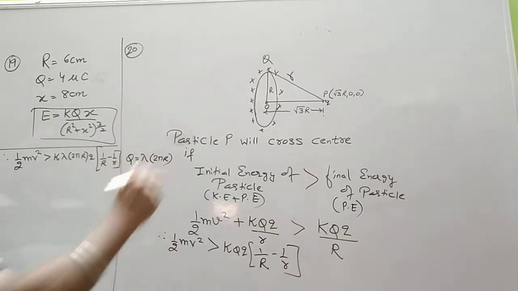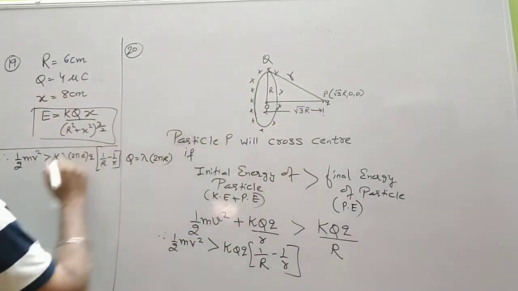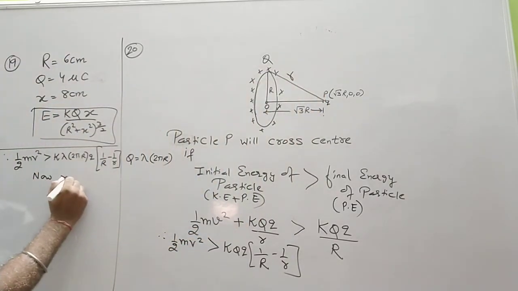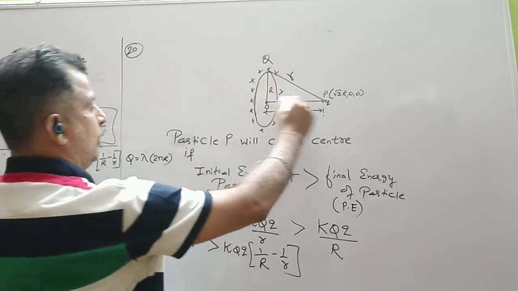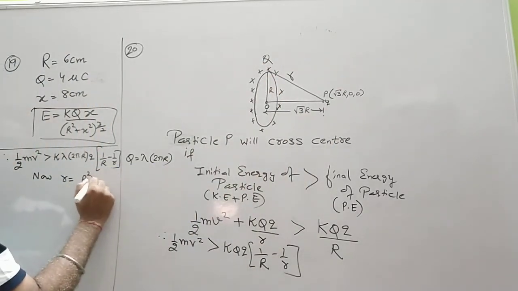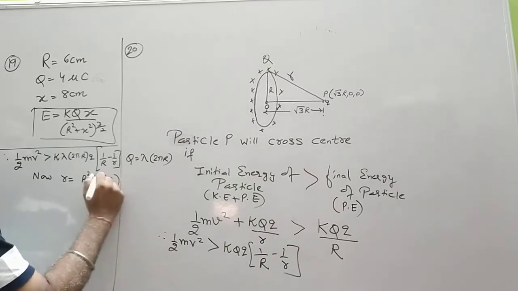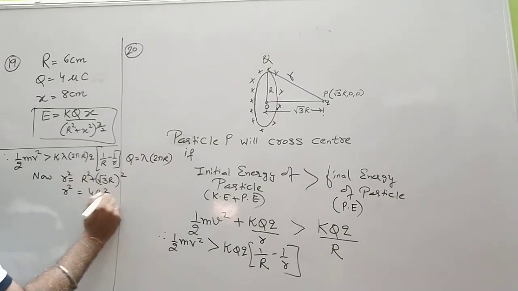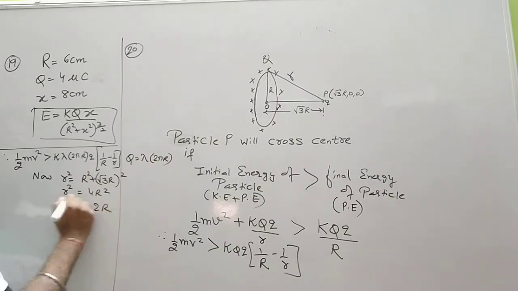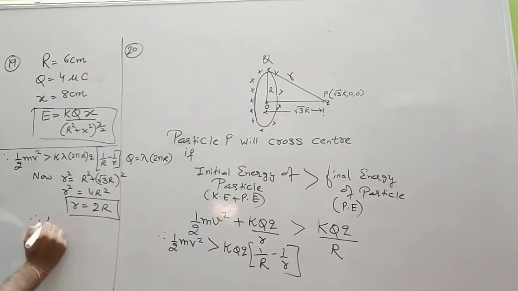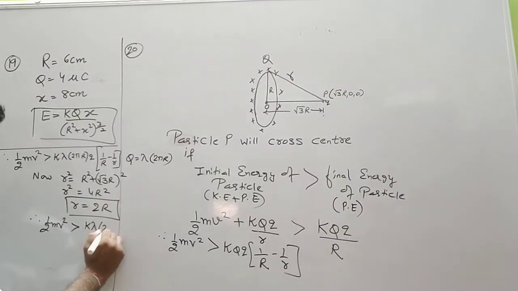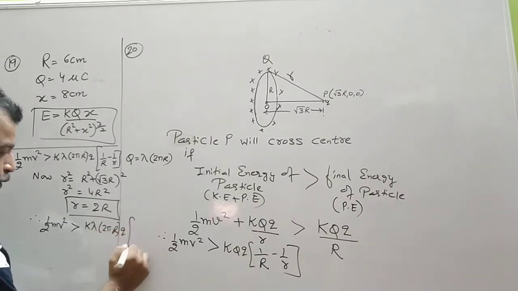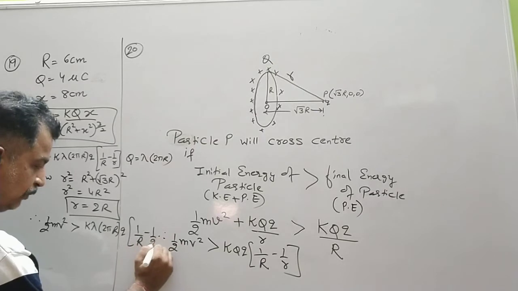Now from the geometry, if we take the Pythagoras theorem, R square is equal to r square plus root 3 r square. So that is equal to, R square is equal to 4r square. So R is equal to 2r. So capital R is equal to 2r. Therefore, half mv square is greater than k lambda 2 pi r small q, 1 by r minus 1 by 2r.